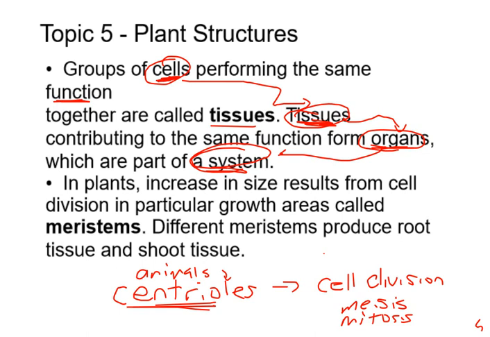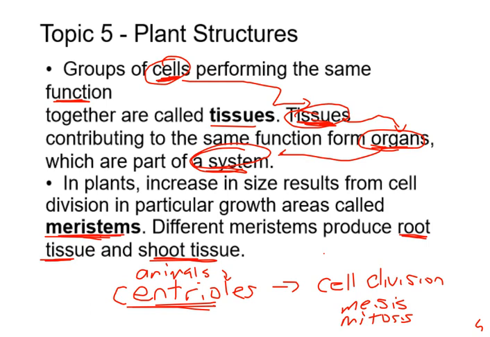Well, plants don't have centrioles, so they have something different. They have something called meristems. Okay? And meristems are the areas in plants that allow them to grow. Which kind of makes sense, because how else does a plant grow? But it works a little bit differently. These meristems are growth areas, and they really just produce one of two types of tissue. We're going to focus on just these two. It's either roots or shoots. Those are the two sides.